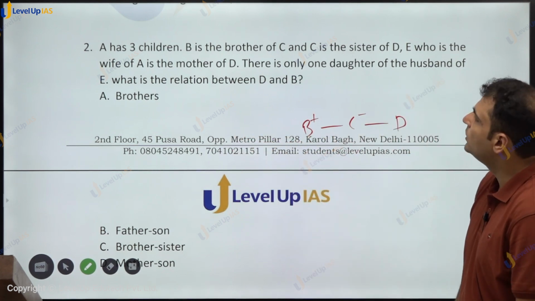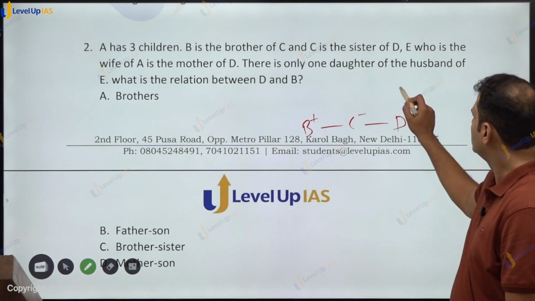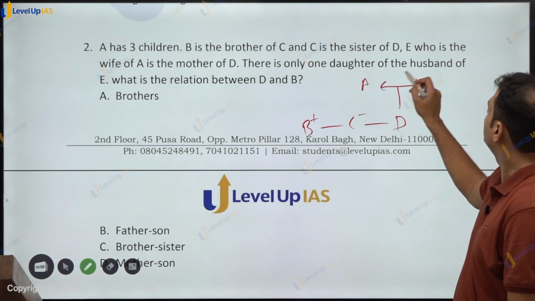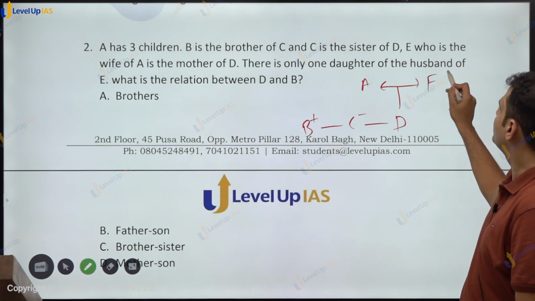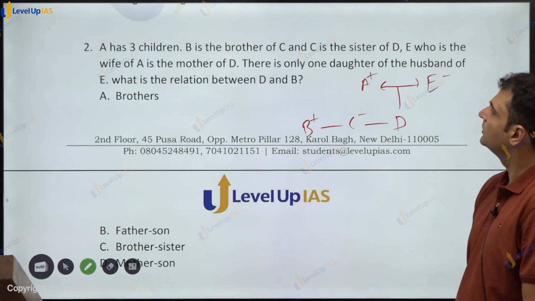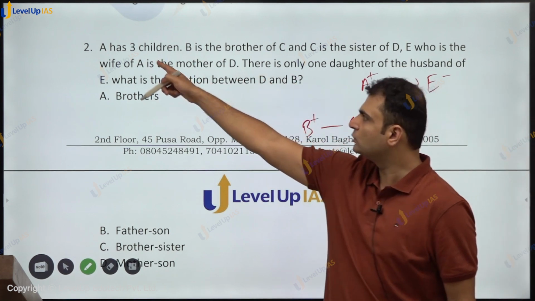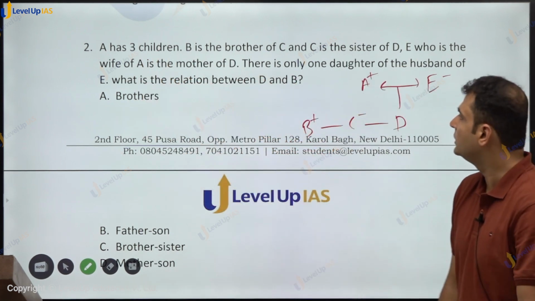Fine. E, who is the wife of A, is mother of D. So A and E. E is wife of A. So A is husband. And what else? D, gender of D is not known. They are only saying A has 3 children. They are not saying gender.